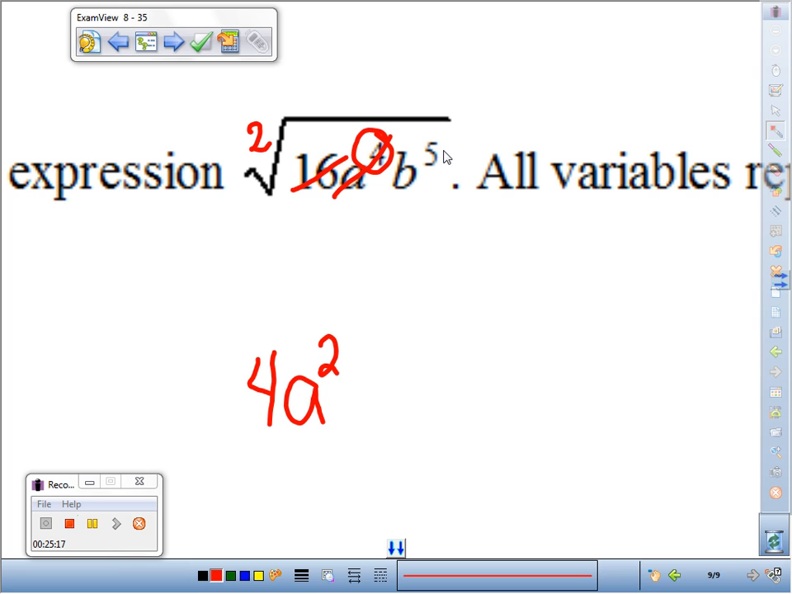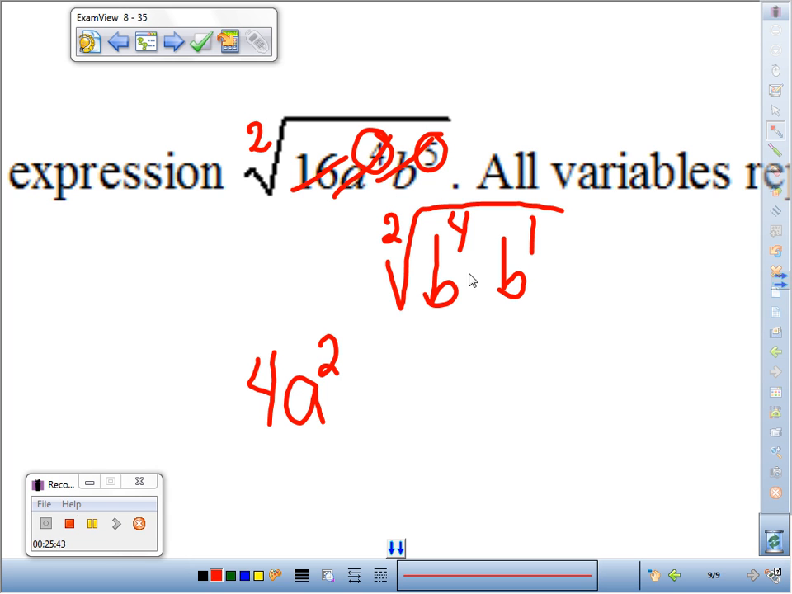However, this one we cannot divide by 2 because we're going to end up with a decimal, which means we're going to end up again with a radical. So I need to rewrite this. How can I rewrite a 5? 5 becomes 4 plus 1, is that correct? So b to the 5th becomes b to the 4th and b to the 1st inside a radical with the index of 2. So we cross this one out, it became this.